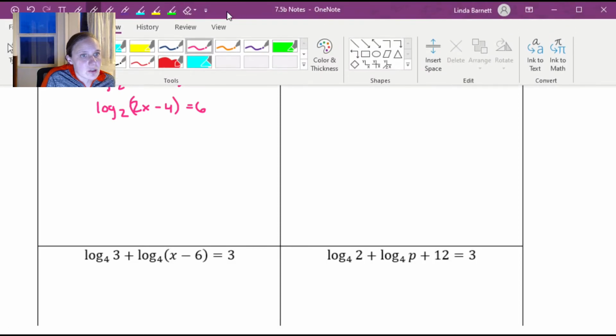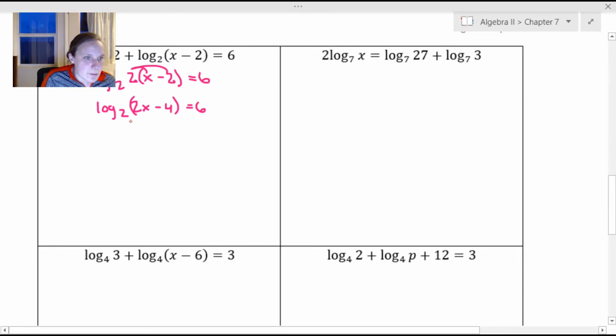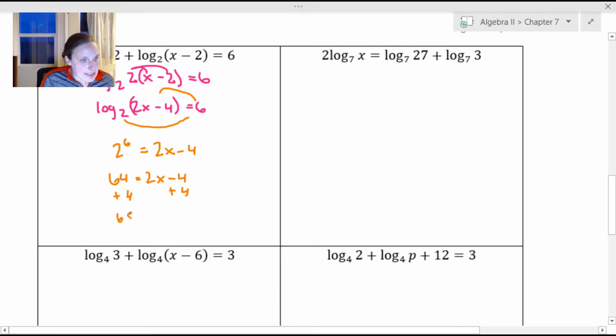And from here, I'm going to do the patented Mrs. Barnett swoop-de-doop method and put it in exponential form. So 2 to the power of 6 is equal to 2x minus 4. And from there, I'm just evaluating. 2 to the 6th is 64. I can either use that chart or do 2 to the 6th in my calculator. 64 is equal to 2x minus 4. And now I'm just solving. Add 4 to both sides. I get 68 is equal to 2x, and I divide by 2. So when I divide by 2, I get 34. X is equal to 34.